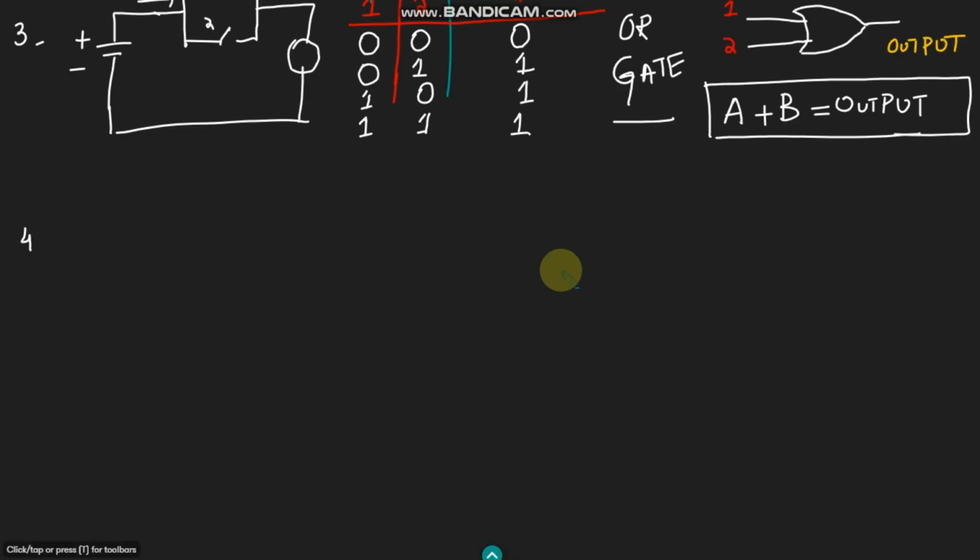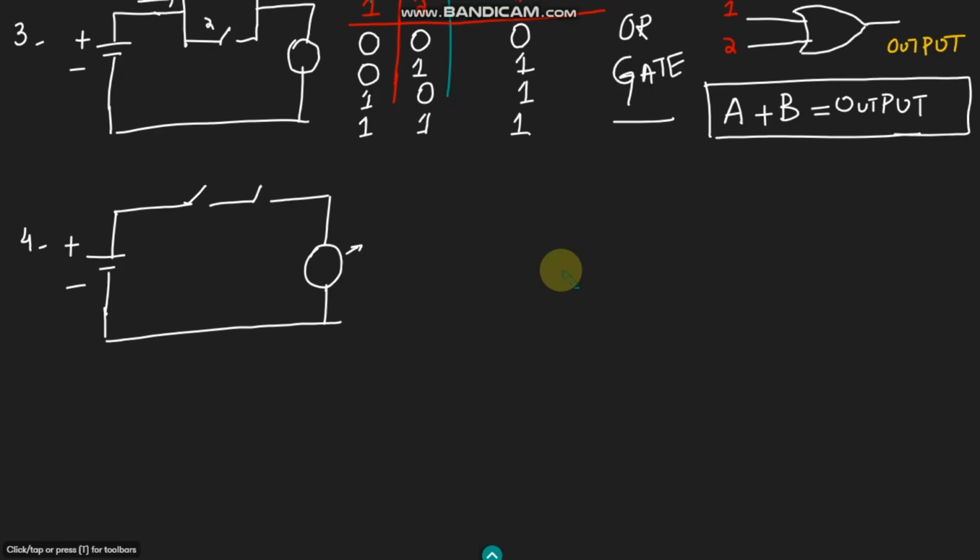Okay, let me have another scenario in which we have a circuit like this, and we have two switches which are connected in series. So that is the voltage source, while that is a light bulb. So what will happen here? We can see that this is 1, this is 2, which are the input switches.